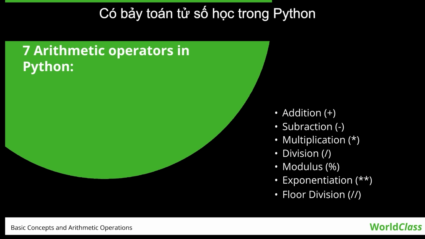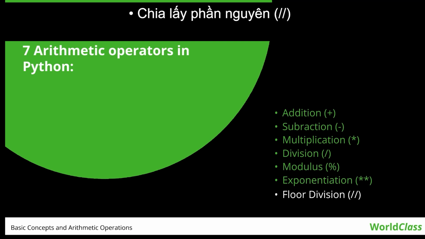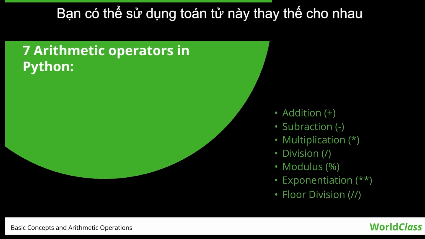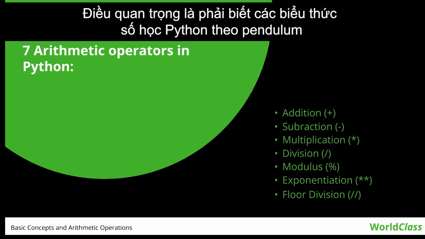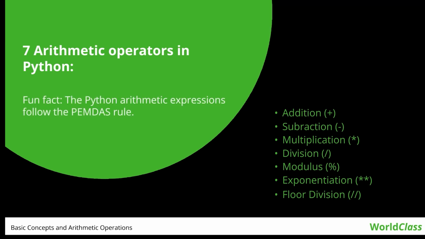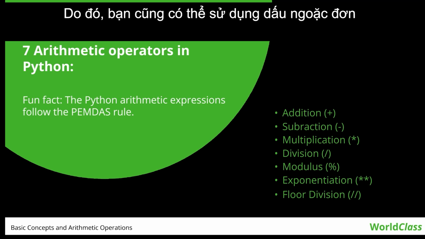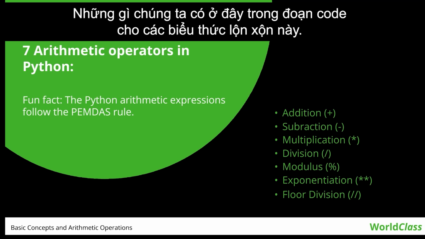There are 7 arithmetic operators in Python: addition, subtraction, multiplication, division, modulus, exponentiation, and floor division. You can use these operators interchangeably to form an arithmetic expression. It's also important to note that Python arithmetic expressions follow the PEMDAS rule. Therefore, you could also make use of the parentheses to specify the precedence. What we have here in code are sample arithmetic expressions.